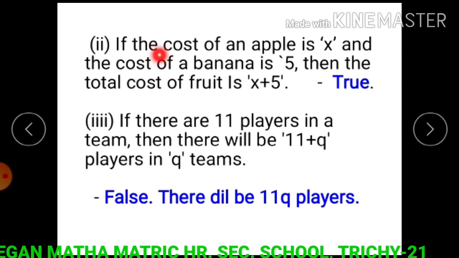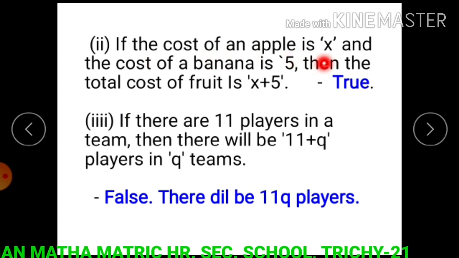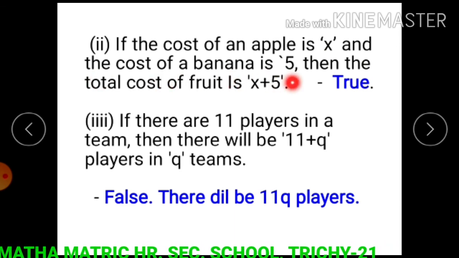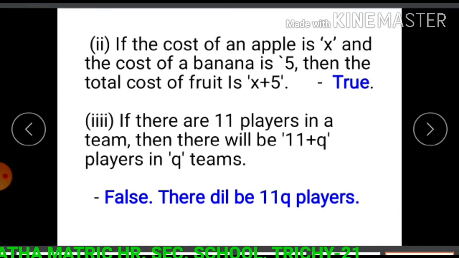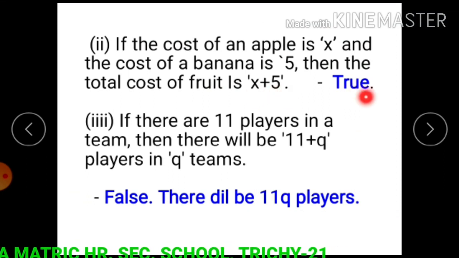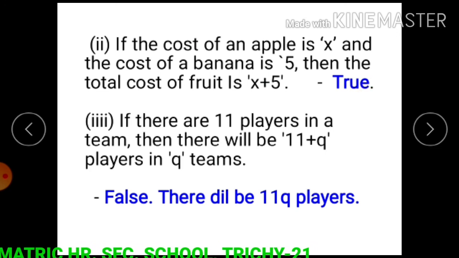Subdivision 2. If the cost of an apple is x and the cost of a banana is 5, then the total cost of fruit is x plus 5. This statement is true. Now the cost of an apple equals x and the cost of a banana equals rupees 5. Then the total cost of fruits equals x plus 5. This statement is true.